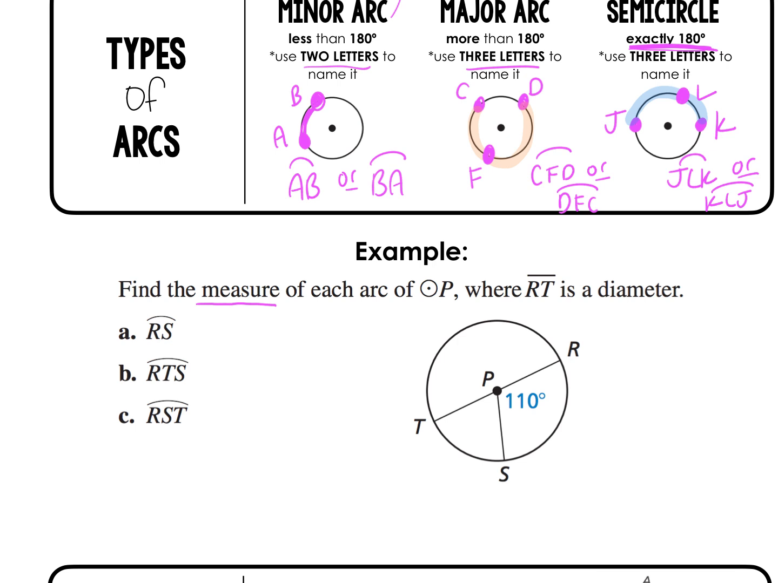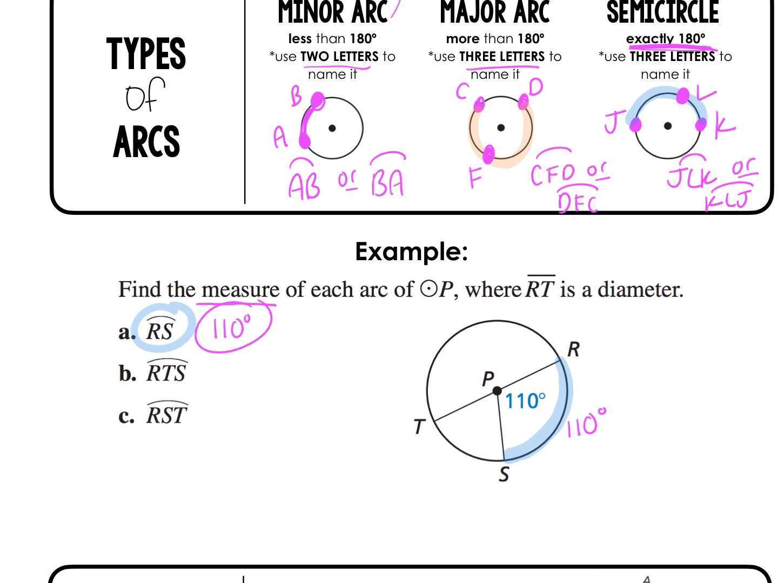Of each arc of circle P, where RT is a diameter. So they tell you that RT is a diameter. RS: if I'm highlighting RS, the minor arc, because it's only 2 letters, from R to S is this arc right here. It's equal to the central angle, so that arc would be 110 degrees. So this is 110 degrees.